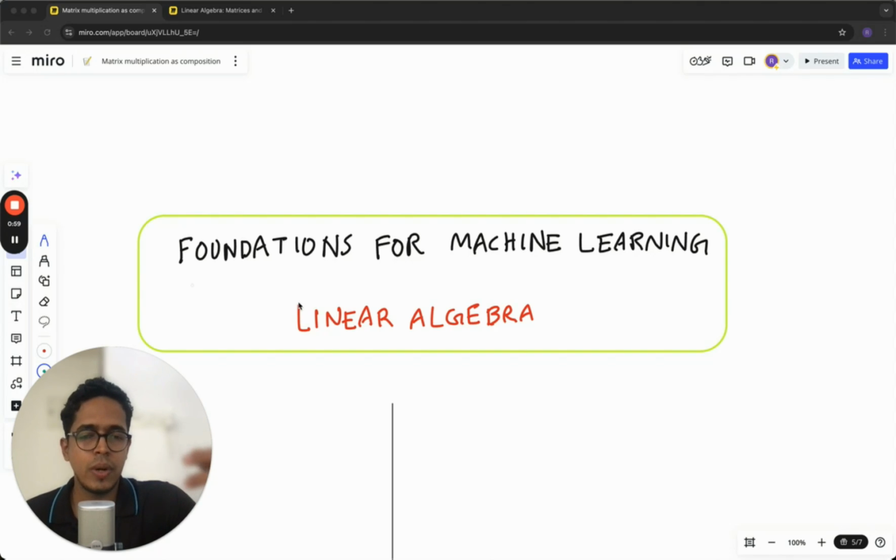We will also do a small recap on how to track where a vector ends up after transformation by simply tracking what happens to the initial unit vectors i and j. So welcome to today's lecture.